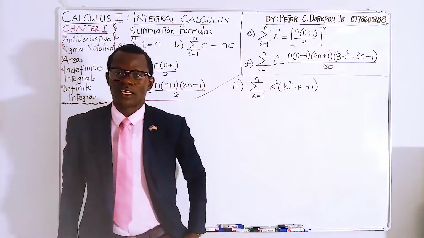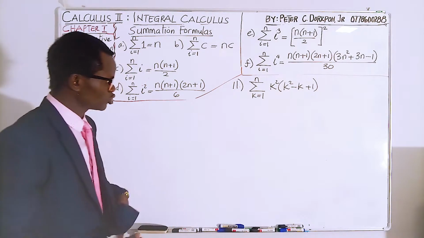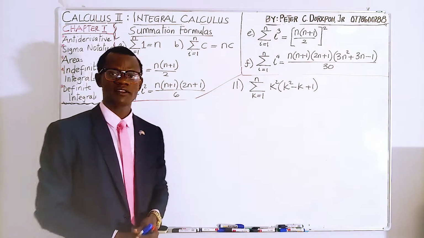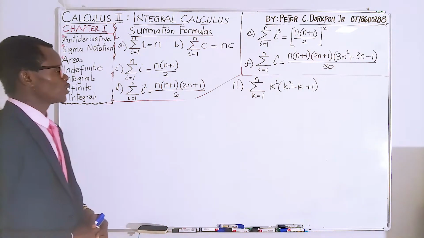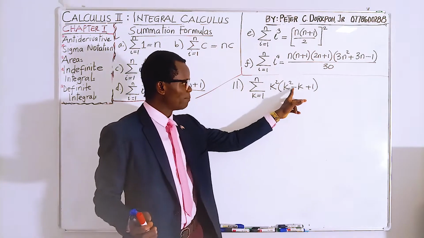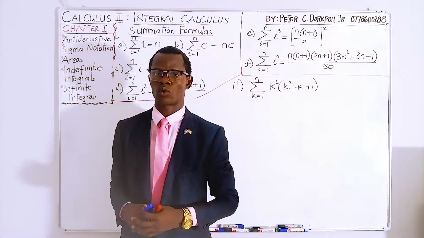Hi guys, welcome back to class. So we have the next problem to solve, question 11. So we want to find the summation of k squared times (k squared minus k plus 1).